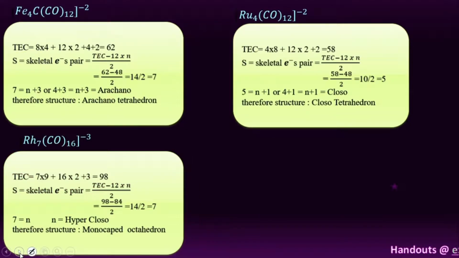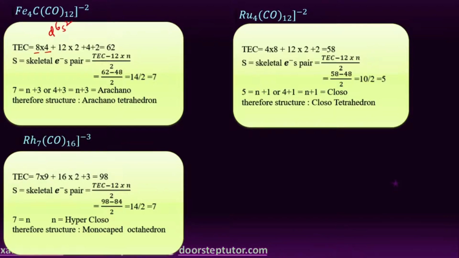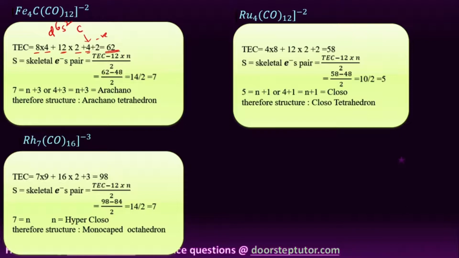Here you can see Fe4C(CO)12 to the power of minus 2. First of all, we calculate: iron is d6s2, so 8 into 4, that is 32. There are 12 carbonyls, and each carbonyl contributes 2 electrons to the metal atom, so 12 COs are there. Then 4 is due to the heteroatom, that is carbon, and 2 for the negative charge. So the total electron count is equal to 62, right?